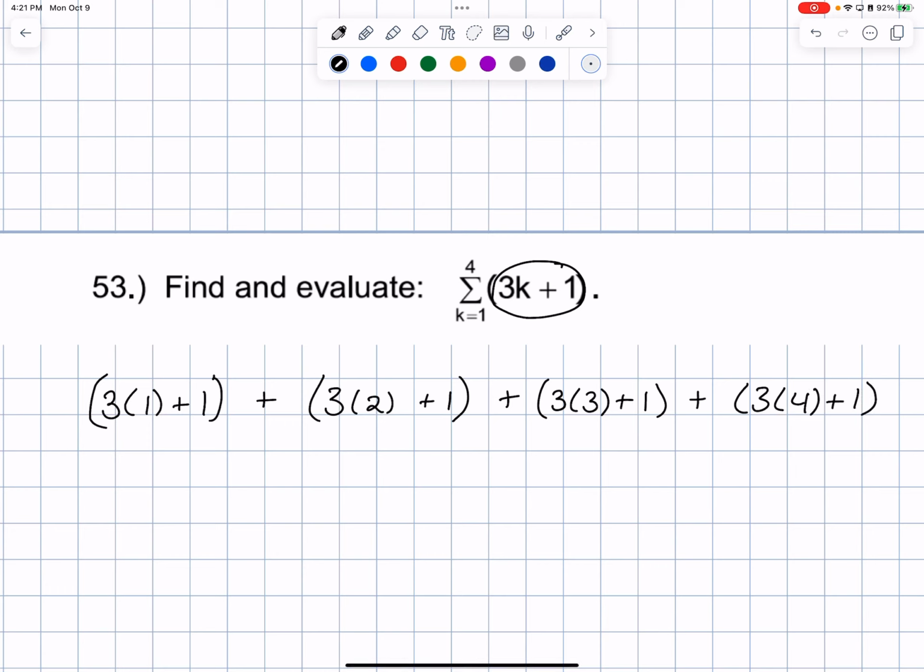Well, 3 times 1 plus 1 is going to be 4. 3 times 2 is 6, plus 1 is 7. 3 times 3 is 9, plus 1 is 10. 3 times 4 is 12, plus 1 is 13. When I add all of these together, I get 34. Questions?